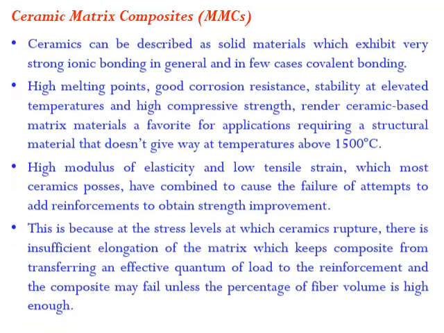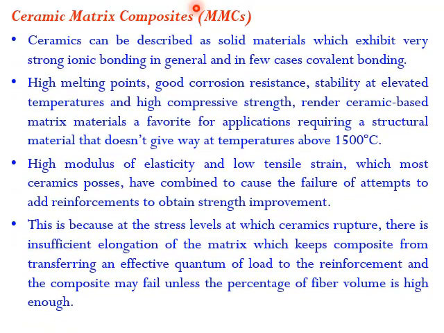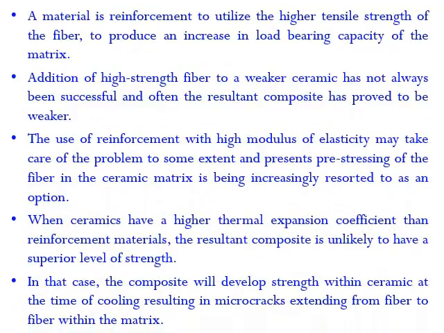The last one is the ceramic matrix composites, where these materials exhibit very strong ionic bonding. In a few cases we have covalent bonding also. They have a high melting point, high corrosion resistance at high temperatures, and high modulus of elasticity. They have a very good compression strength rather than tensile strength. Wherever a very high compression strength is needed, there we can go with ceramic materials, in applications where they can withstand high temperature.